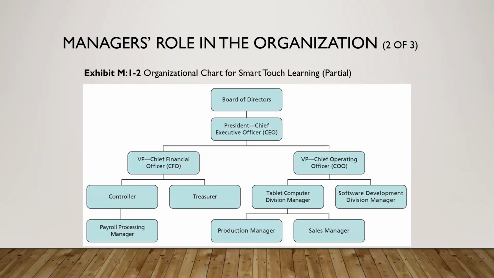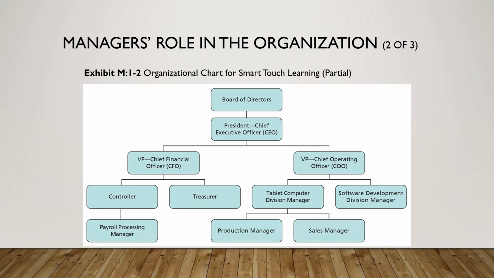Here in Exhibit 1-2, it provides a partial organizational chart for Smart Touch Learning, which is a fictional company that's being used to illustrate the concepts in each of these chapters in managerial accounting. So you will see Smart Touch Learning throughout these presentations, throughout these videos. Again, it's fictional.